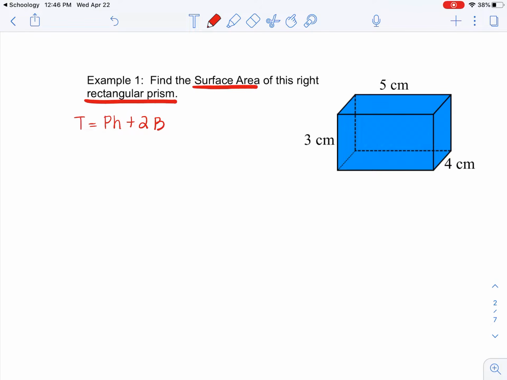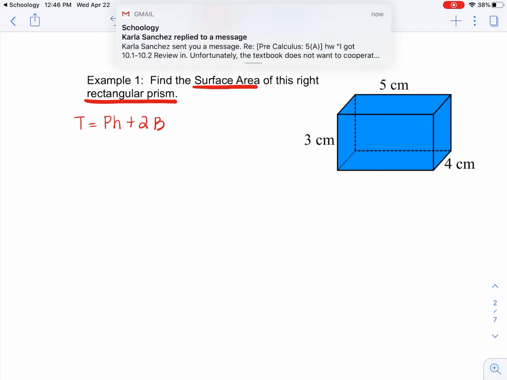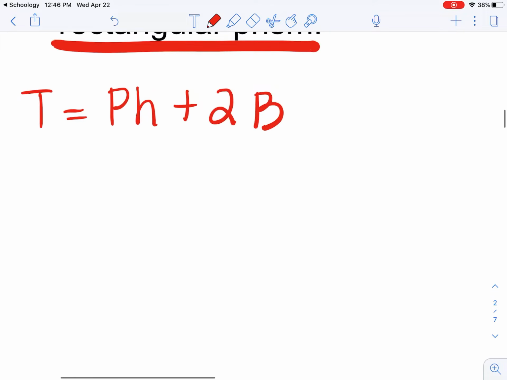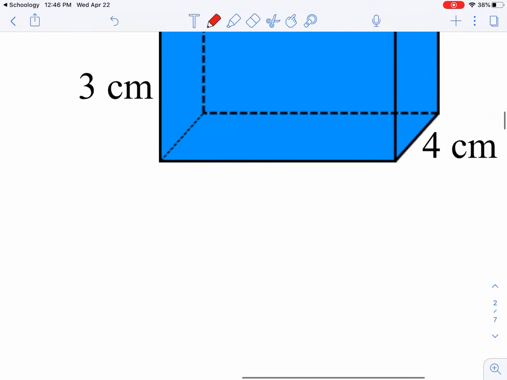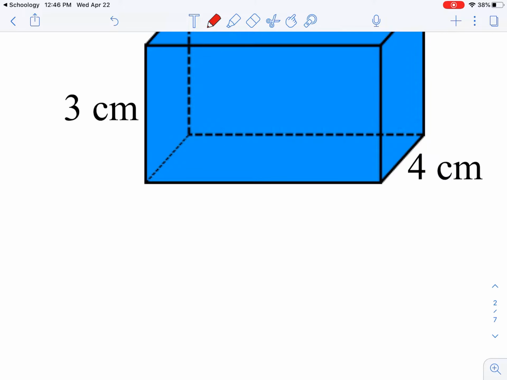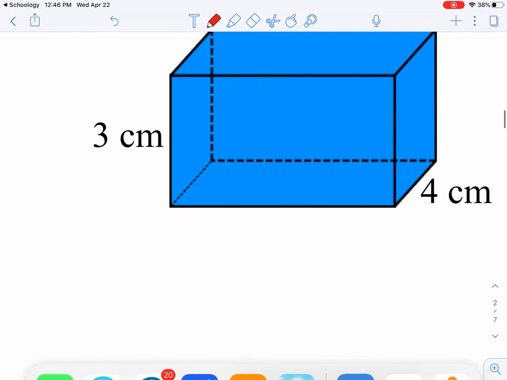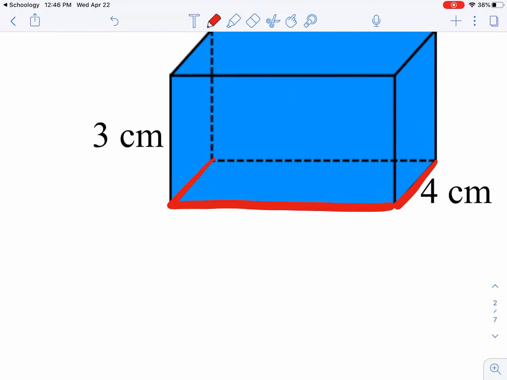Okay, so now I see the variables that I need to find. I need to find P, which is perimeter of the base. I need to find H, which is height of the prism. And I need to find capital letter B, which is area of the base. So what's really important is to know what the base is. So on a rectangular prism, we're always going to use the bottom as the base. Okay, so this is your base.